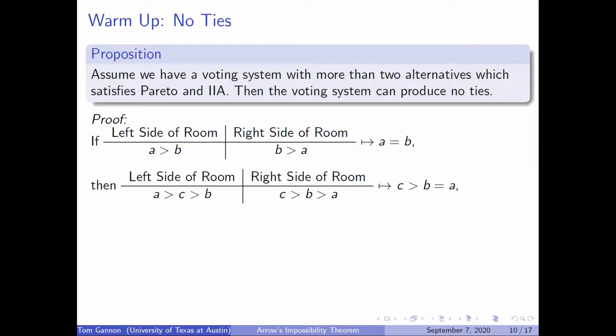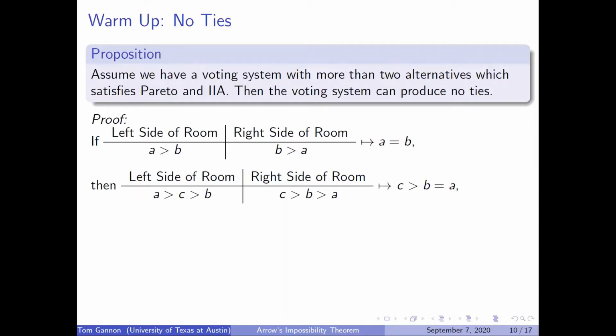And then I asked a hypothetical question. What would happen if C is a 3rd alternative and the left side of the room voted in the way I wrote on the slide and the right side of the room voted the way I wrote on the slide? Well then, because everyone in both groups voted C was better than B, Pareto and independence of irrelevant alternatives say that the societal preference list needs to return C over B. But we assumed already that B was tied with A. And oh, transitivity, C is over A.